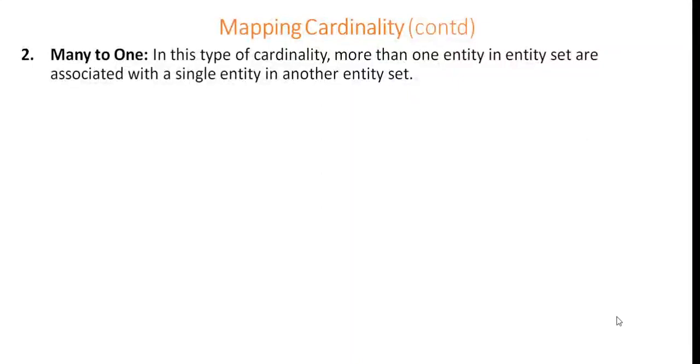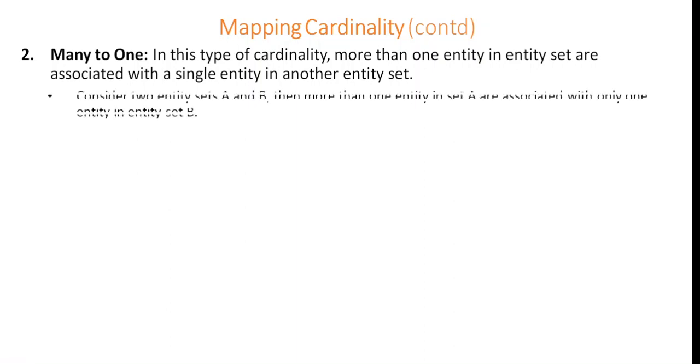Next type of relationship is many-to-one relationship, or mapping cardinality. In this type of cardinality, more than one entity in an entity set is associated with a single entity in another entity set, many to one. For example, if we have two sets A and B, then more than one entity in set A is associated with only one entity in set B. Means many entities in one set are associated with a single entity in another set.